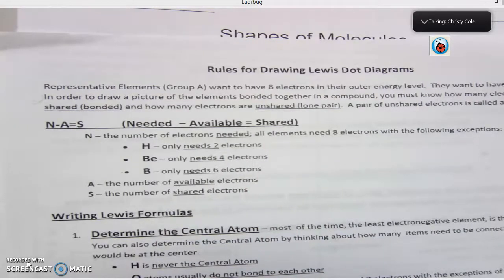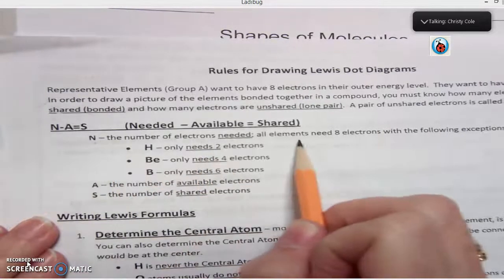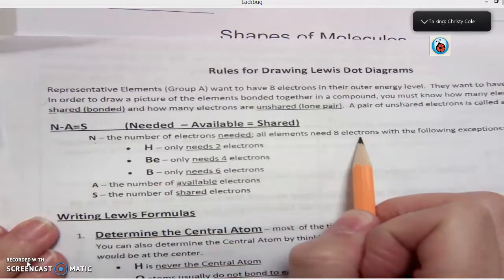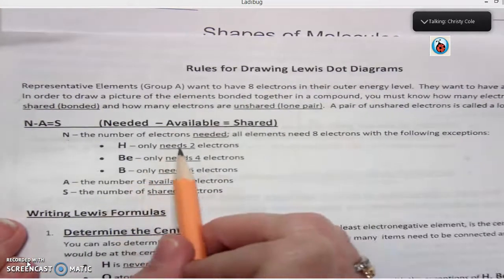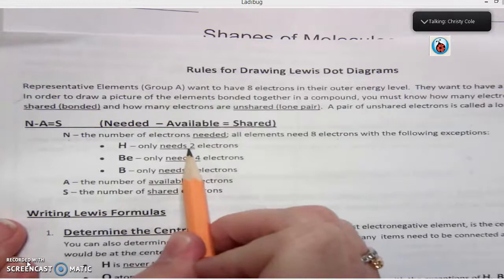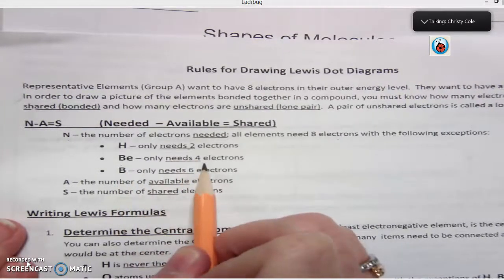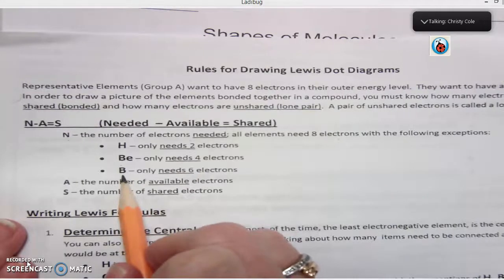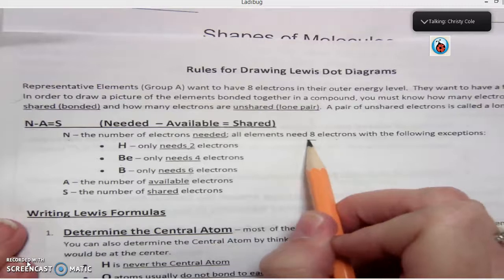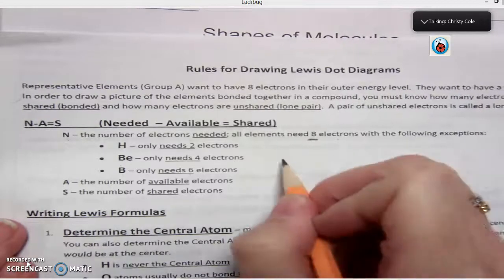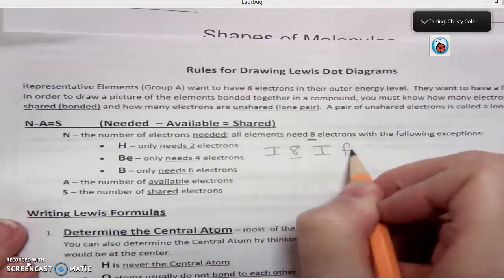Needed, that's what N stands for, the number of electrons needed. All elements need 8 electrons with the following exceptions. Hydrogen only needs 2 electrons to be happy. Beryllium only needs 4 electrons to be happy. And boron only needs 6 electrons to be happy, but everybody else needs 8. Remember, I 8, I full.